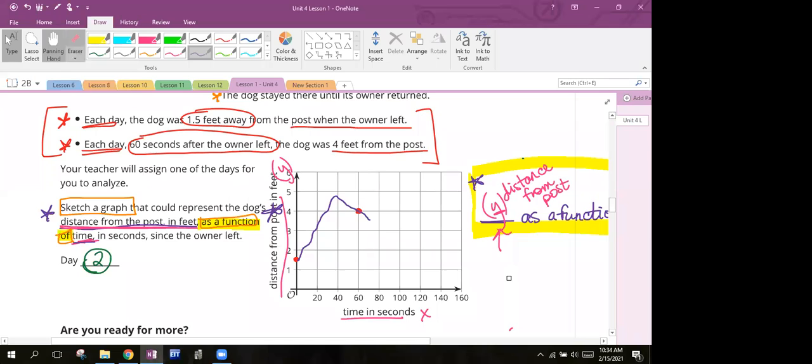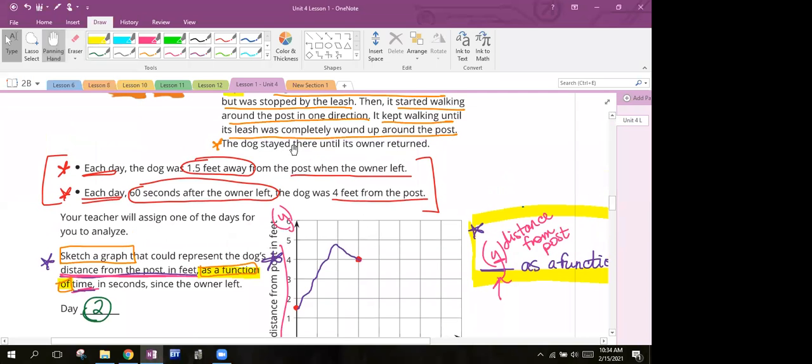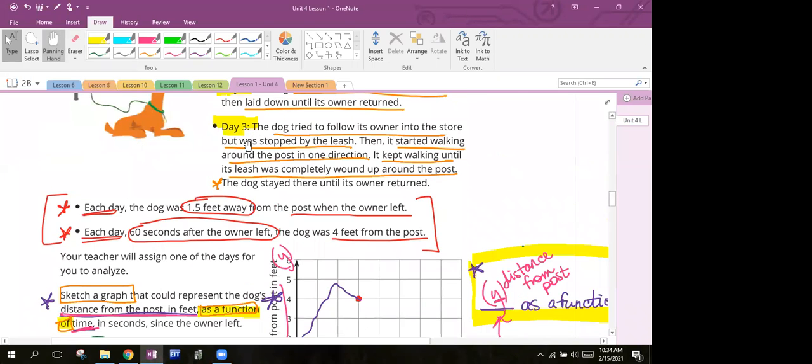Sorry, my computer keeps freezing. And I went too far here. Okay, so he's walking around the whole time before, but what does he do after 1 minute? What does it say he did after 1 minute? Lay down. Laid down until the owner returns.